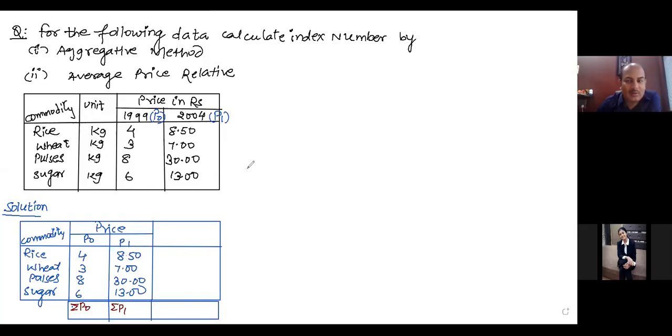Next, I need to calculate I. And what is I? I is equal to P1 upon P0 into 100. So that is going to be calculated for every quantity individually, that is for the rice, wheat, pulses and sugar. I'm writing one value, that is 8.50, that is P1 upon P0 into 100. And that gives me the value as 212.5.